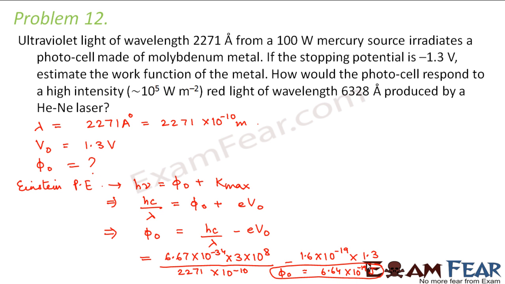Now the second part of the problem asks, how would the photocell respond to a high intensity red light of wavelength 6328 angstrom produced by a helium neon laser? So now we assume that the metal still remains the same, but we are using a different incident light of different wavelength. What is the wavelength of this red light? It is 6328 angstrom, that is 6328 into 10 to the power minus 10 meters. So this is the wavelength which we are using now.